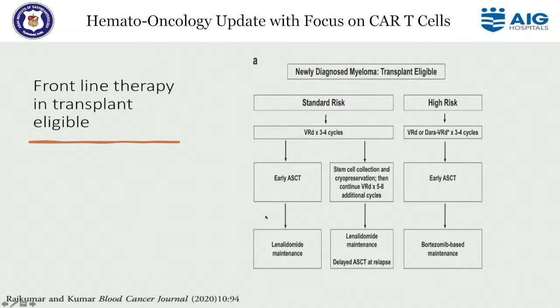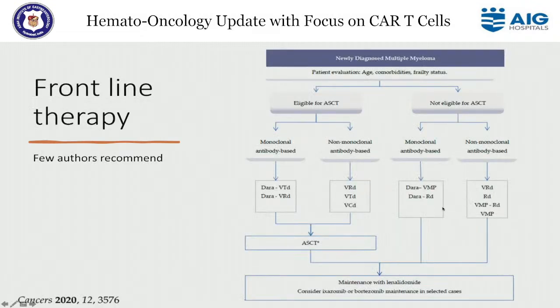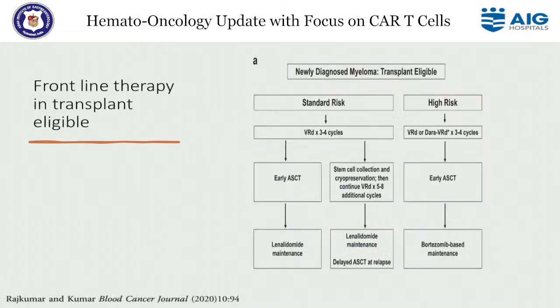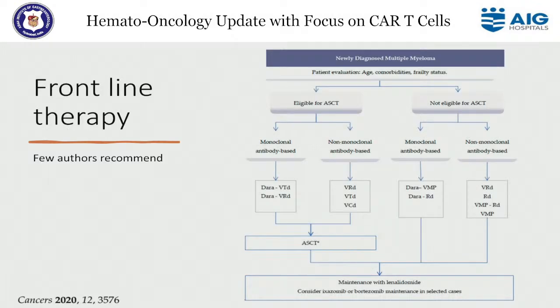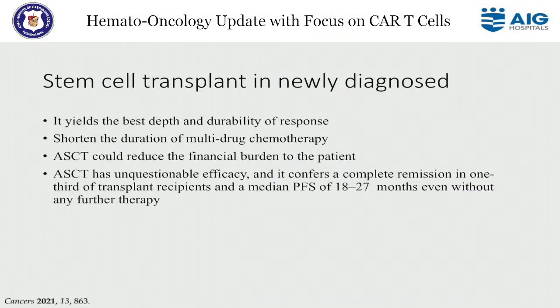currently being used. For high risk multiple myeloma, we use a VRD regimen followed by early stem cell transplant and bortezomib based maintenance. What is the difference between this diagram and this slide is some authors recommend early stem cell transplant to all the transplant eligible patients, in standard risk and high risk category. So what are the uses of stem cell transplant in newly diagnosed multiple myeloma?